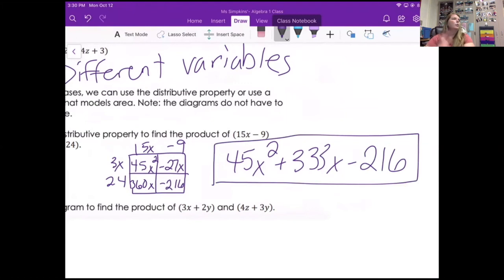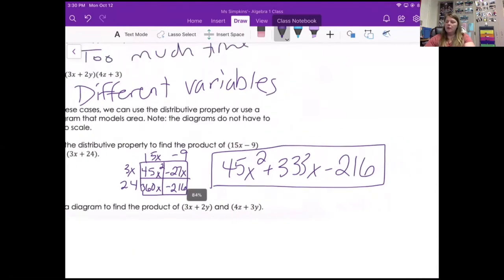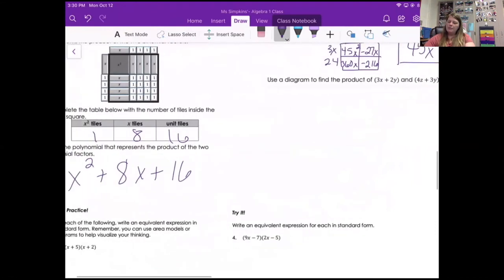Yay. Woo. Woo. Okay, so let's look at another one. We're going to practice a few. I'm going to skip down to the let's practice.